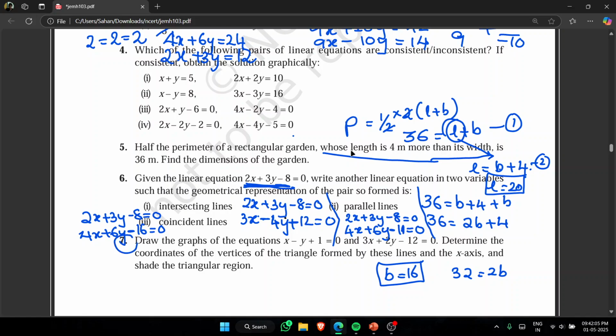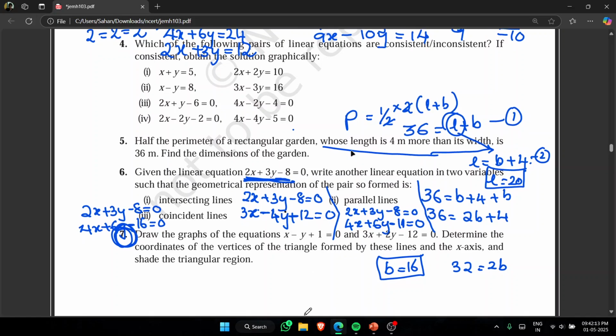The seventh question is again a graph question, and it is the most important question for 5 marks. We will be doing it later.